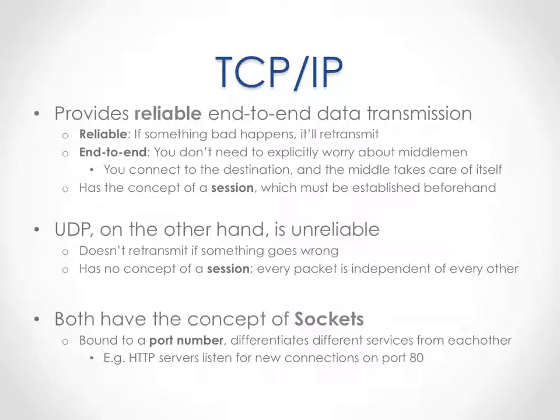So let's go ahead and talk about TCP/IP. TCP/IP provides what's called reliable end-to-end data transmission. Reliable means that if something bad happens to the data as you've sent it, it gets retransmitted many, many times. Something bad happening can be anything from you walking out of range with your phone from a Wi-Fi access point, so your Wi-Fi packets can no longer make it to the access point, which means that your phone has to switch over to using 4G.